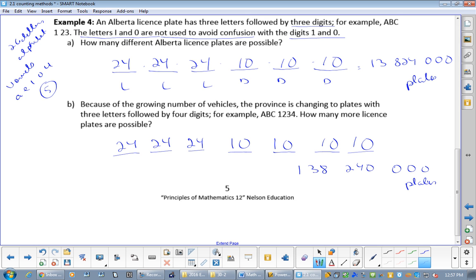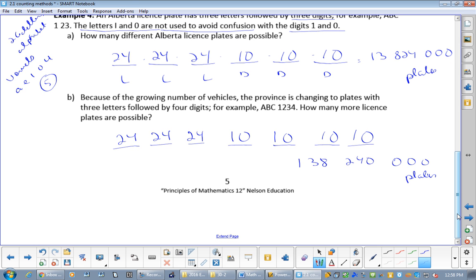They actually did do this. They added one more letter, I think. No, yeah, one more number. So now I'm going to have to subtract this 1,382,400, and you'll get 124,416,000 more or additional combinations.